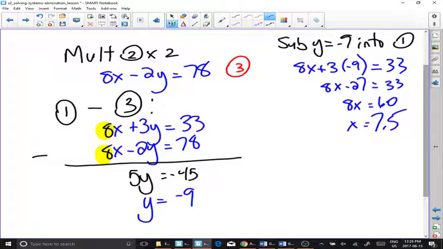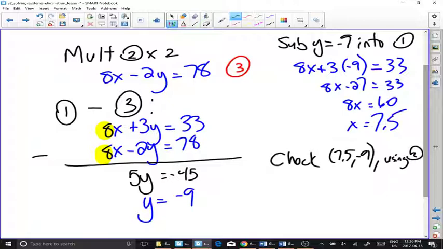7.5, that sounds kind of screwy. Did we do it right? Well, if we want to check if we did it right, guess what we got to do? We got to check it. And since we just used 1, we are going to check 7.5 and negative 9 using equation 2.